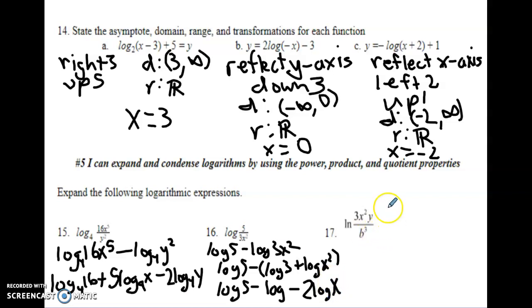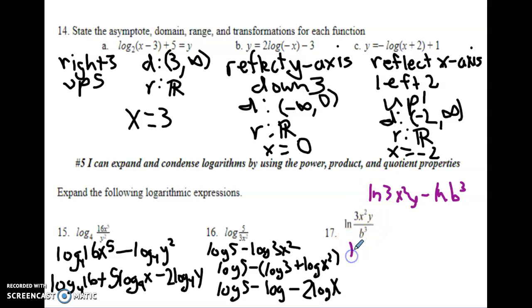Number 17, I have some division going on and some multiplication and some powers. So first I'm going to break apart the division. I'm going to start up here so I have a little bit more room. So I have the natural log of 3x squared y minus the natural log of b cubed. Then I have this 3 times x squared times y. I'm going to break those apart, expand those with showing the addition operation.